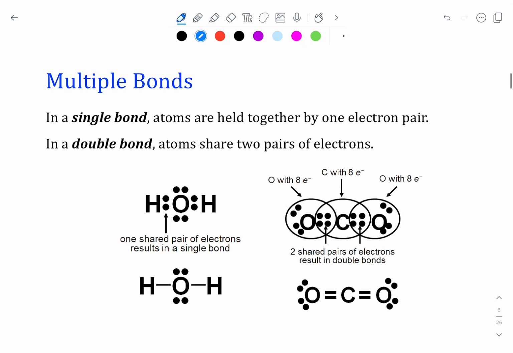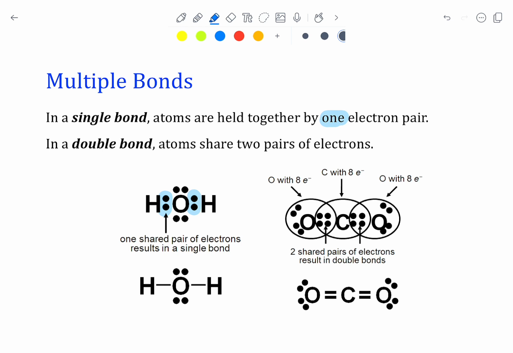So we also have to discuss multiple bonds, how multiple bonds are represented in Lewis structures. So in a single bond, which is what we have been looking at, the atoms are held together by one electron pair. So in water, again, here's that one electron pair that's holding together the two atoms, creating the bond. A double bond then has atoms that share two pairs of electrons.